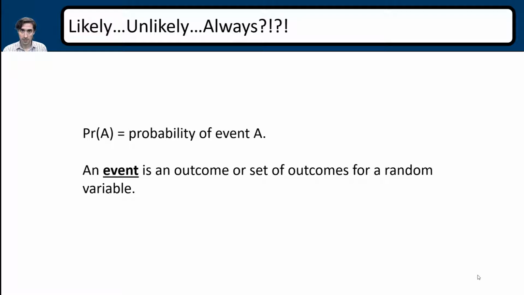The probability of something, when it comes to this class and in general with stats, is usually written with a capital P, followed by whatever it is that the probability is of. So for instance, the probability of event A would be P(A). If it's the probability of event B, there would be a B in there. An event is the outcome or the set of outcomes based on random variables. So let's remind ourselves that within the probability of something, everything should be focused around the fact that it was randomized.